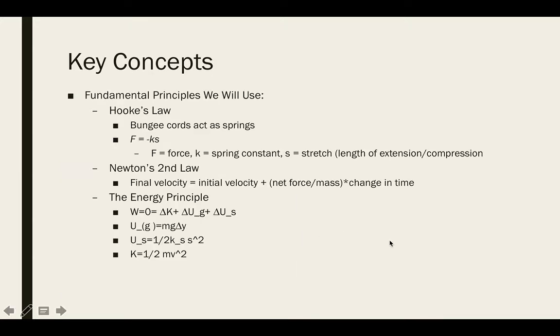The key concepts to understanding this lab are the energy principle and Newton's second law, as well as Hooke's law. Hooke's law is going to help us because we'll be treating the bungee cords as a spring, so we can find that force is equal to the negative spring constant times the stretch. Using Newton's second law, we'll also be able to update the object's velocity and thus position as it moves. And through the energy principle, we know that the final amount of energy should be equal to the initial amount of energy in the system. The change in energy should equal 0 because energy should be conserved throughout some interactions.